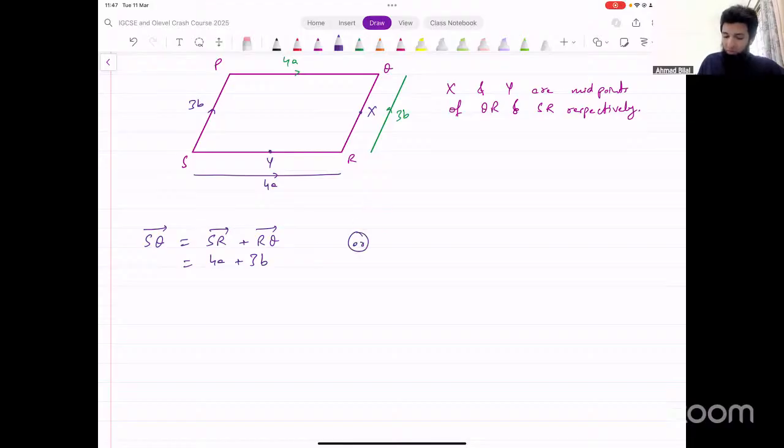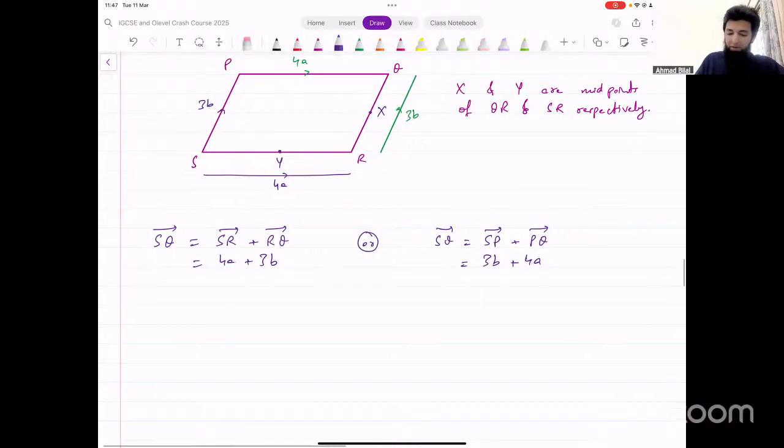You could also go from S to Q in another way. You could say SQ is SP plus PQ. SP is 3B, and then PQ is 4A. You get the same thing from that, 3B plus 4A, which is 4A plus 3B. These are both equivalent. So that basically means we can follow any path on the diagram to go from the starting point to the end point, and we would get the same result, no matter what path we follow.